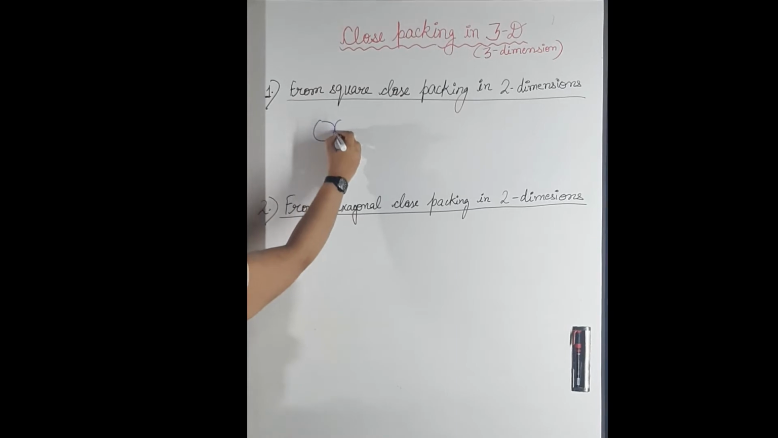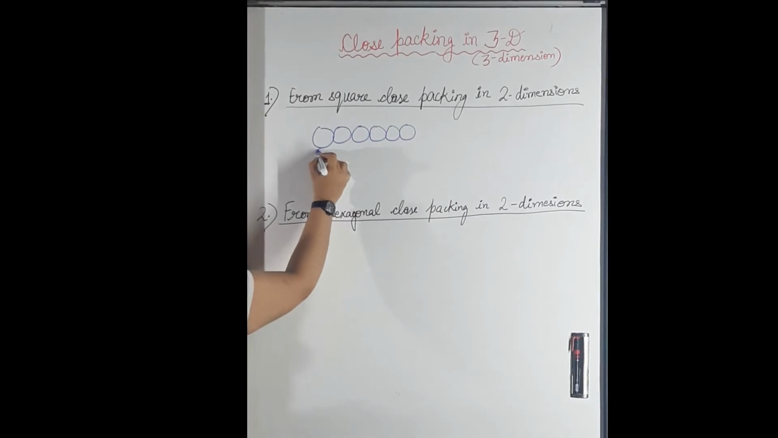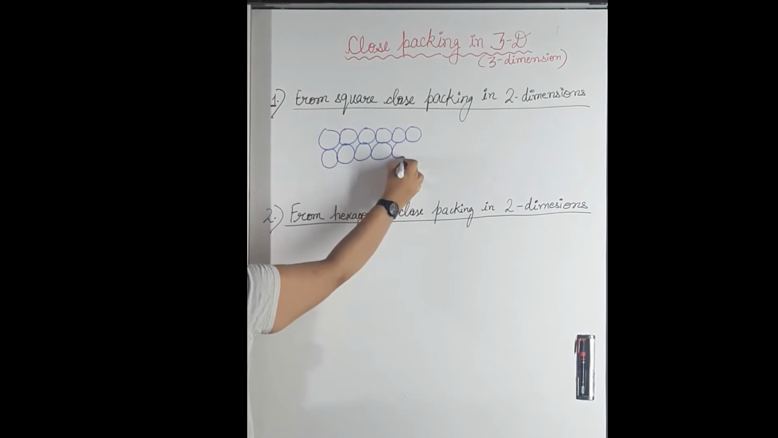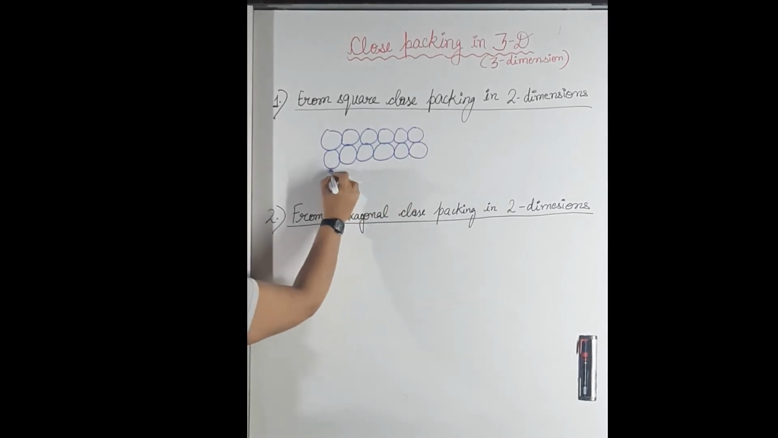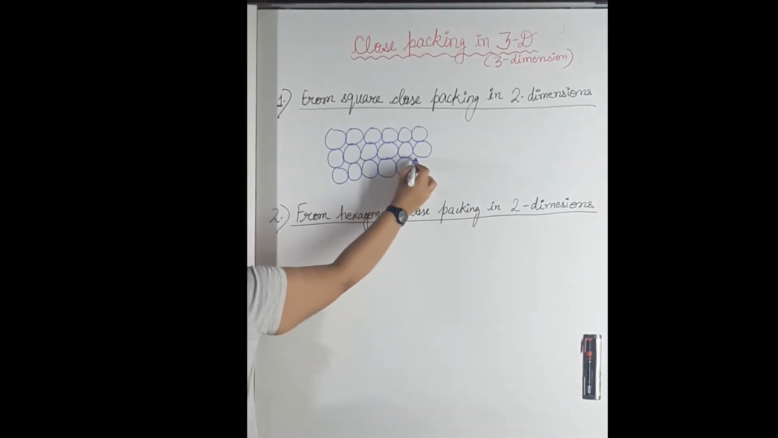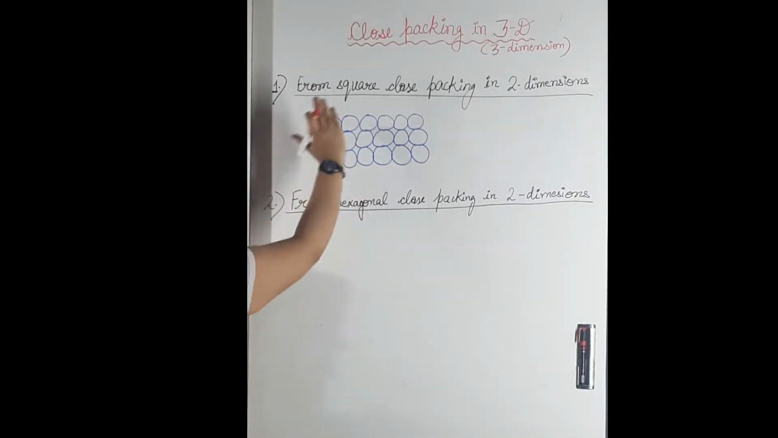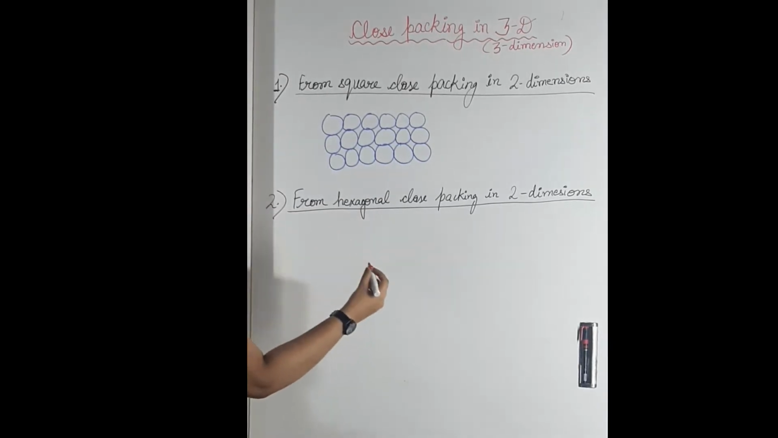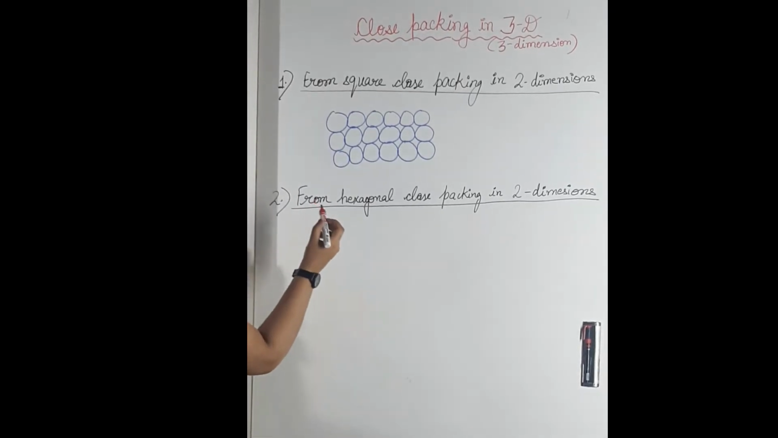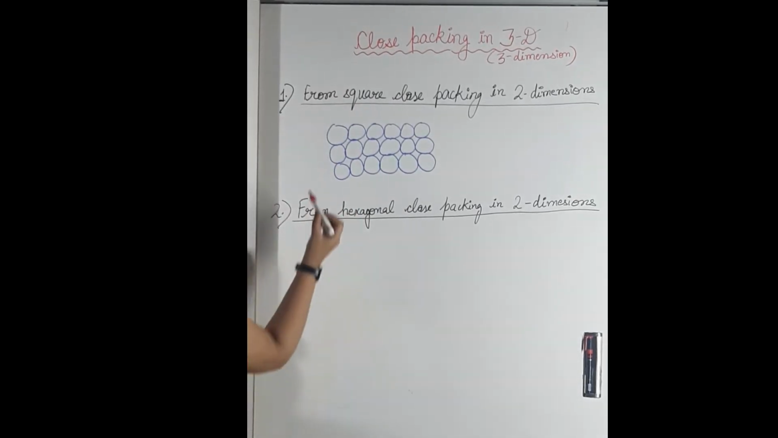Suppose this is the square close packing in 2 dimensions. As we have discussed earlier, there are horizontal and vertical alignments of rows and columns. Now, the first layer and the second layer, because we have to consider it now in 3 dimensions. The second layer is placed in such a way that there is horizontal and vertical alignment of spheres.